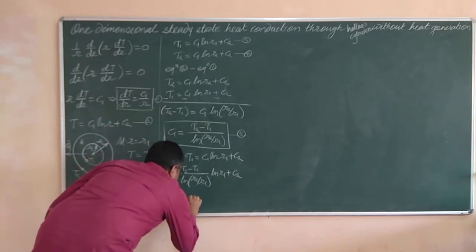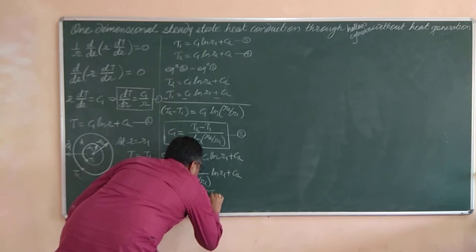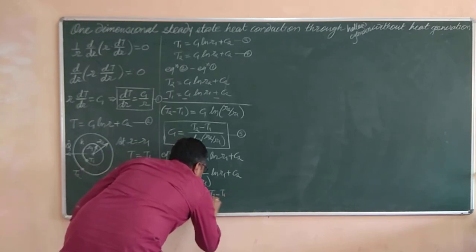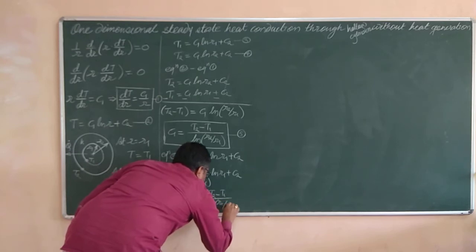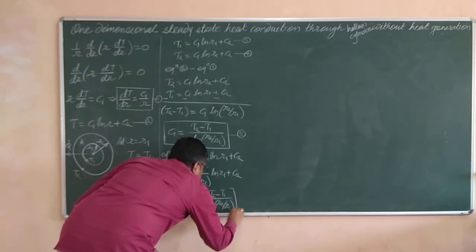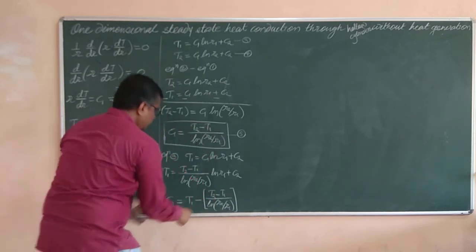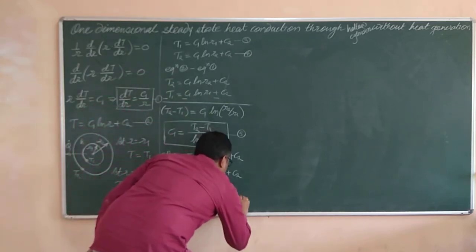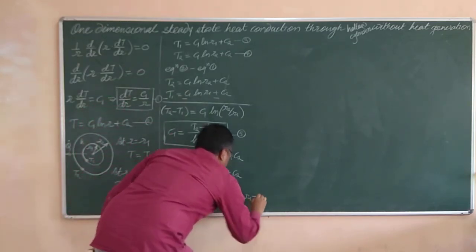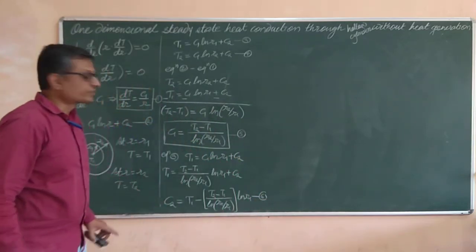So it will be T1 minus this, as T2 minus T1 divided by natural log of R2 by R1. This C2 is equal to T1 minus this term into natural log of R1, and say this is equation number 6. So we got the value of C2 also.